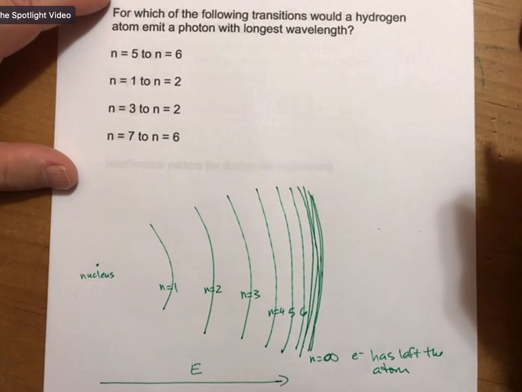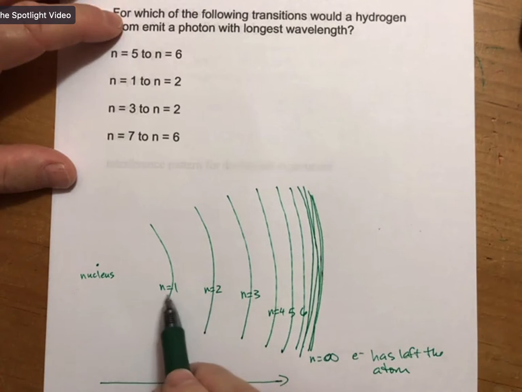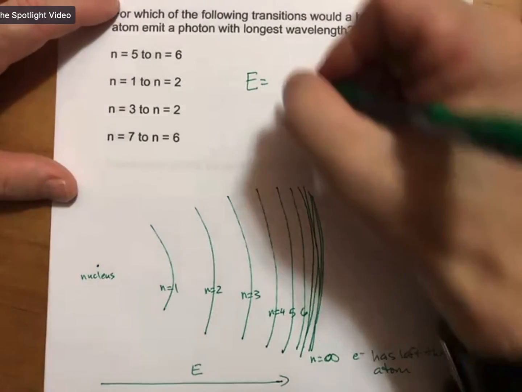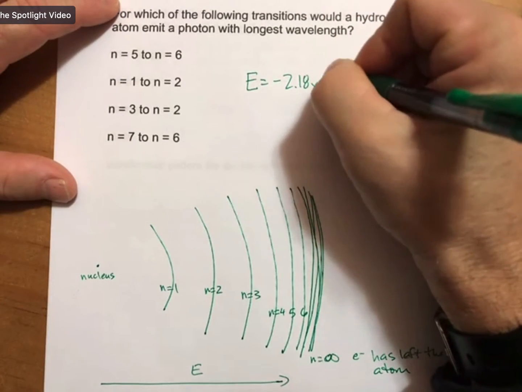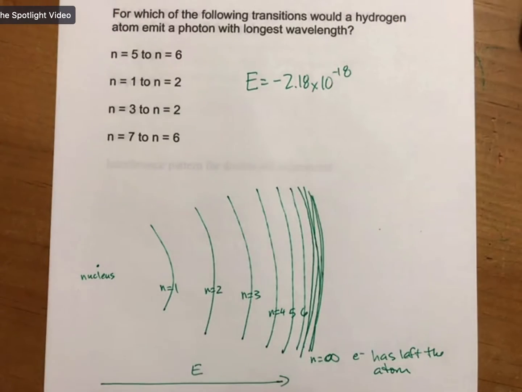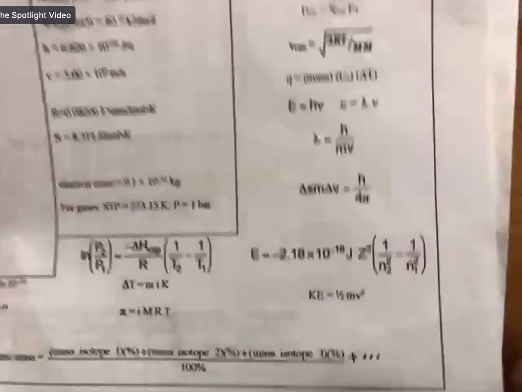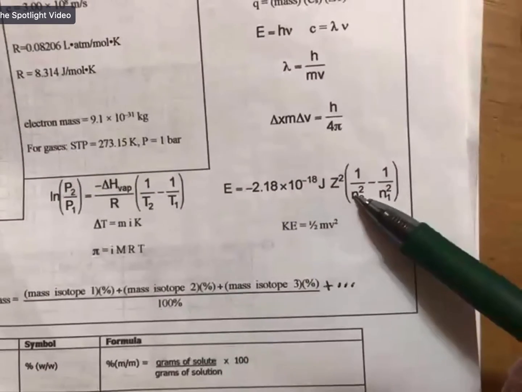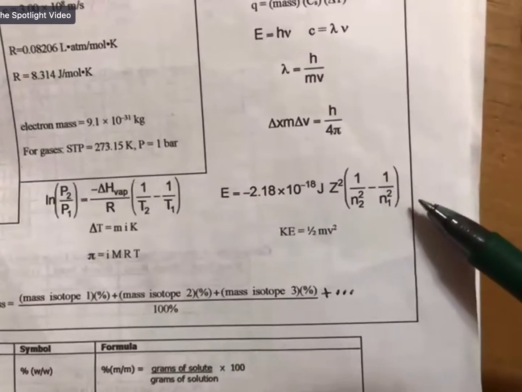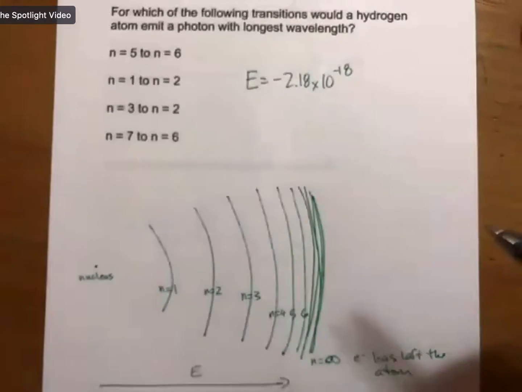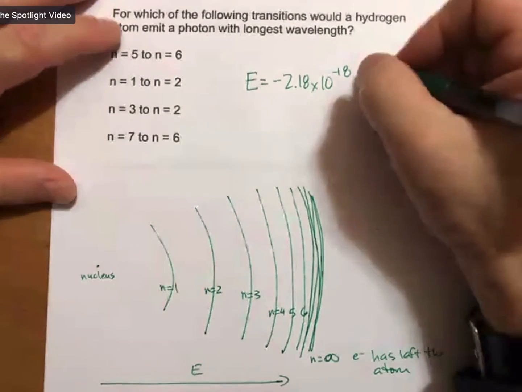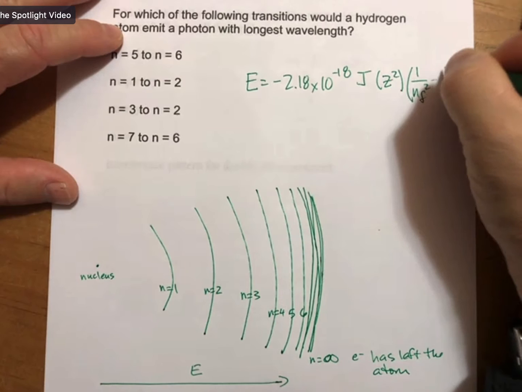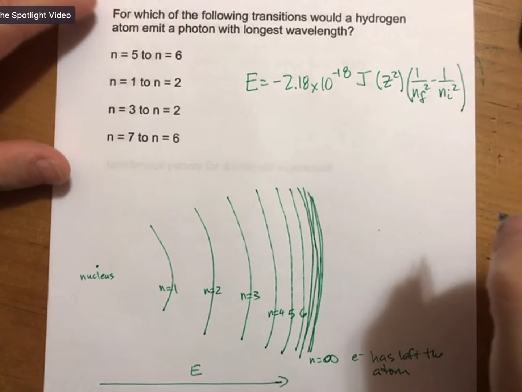And we have an equation that allows us to calculate the energy change between energy states, and it goes like this. E equals minus 2.18 times 10 to the minus 18. And the equation is right here on your conversion and equation sheets. The only thing I'm going to do is put n final instead of n2, and n initial instead of n1. But otherwise, I'm going to just write this equation right there.